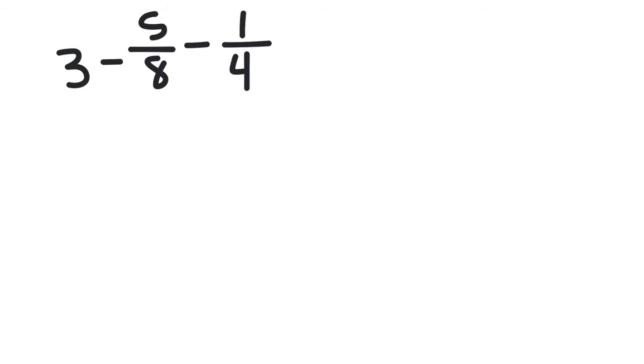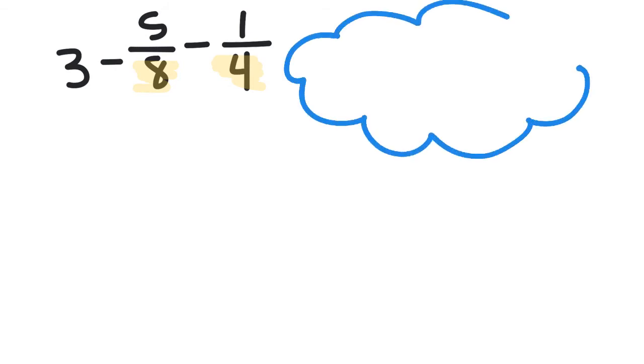Here's a subtraction example, mathematicians. I have 3 wholes minus 5/8 minus 1/4. I have a lot of work to do here because I see I have a whole number and I have 2 fractions with different denominators. So the first thing that I'm going to tackle is taking my denominators, eighths and fourths, and finding an equivalent fraction to make those common or same denominators.